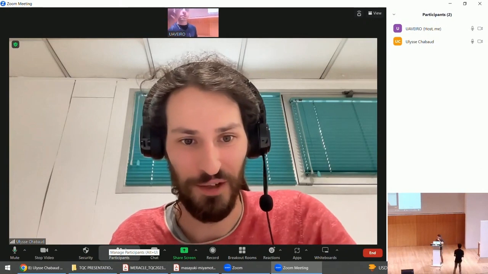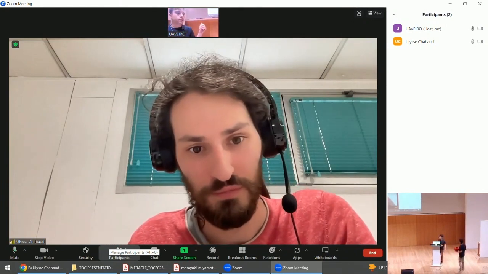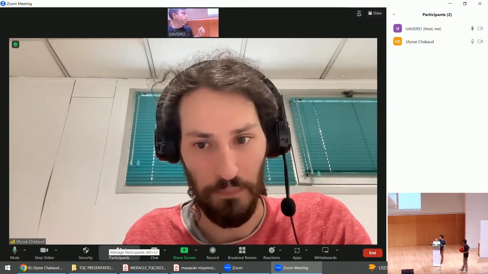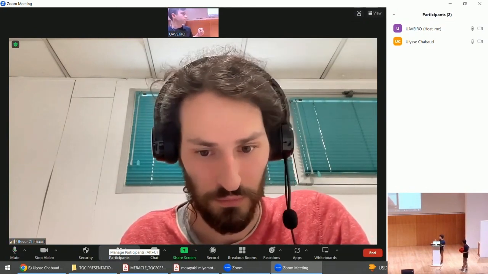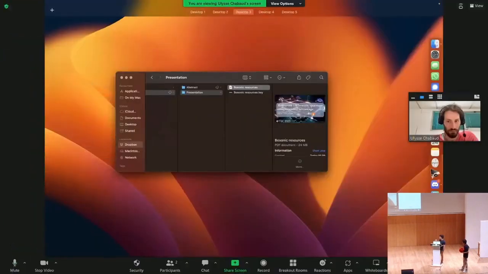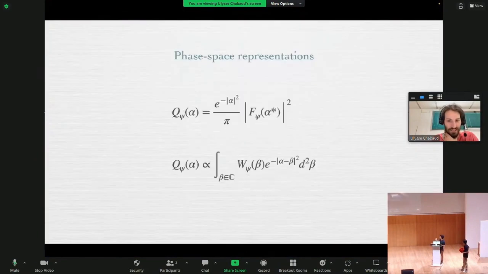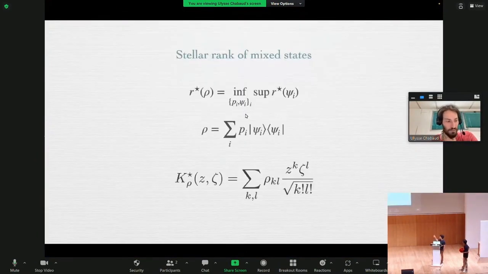I wanted to ask you, okay, the stellar representation you defined for pure states, right? Is there a generalization for mixed states? This is the first question. Yes, there is. So it's what you would expect from, say, the theory of entanglement, where you define the Schmidt rank for pure states, and then you extend it to mixed states. This is called a convex roof decomposition, essentially.